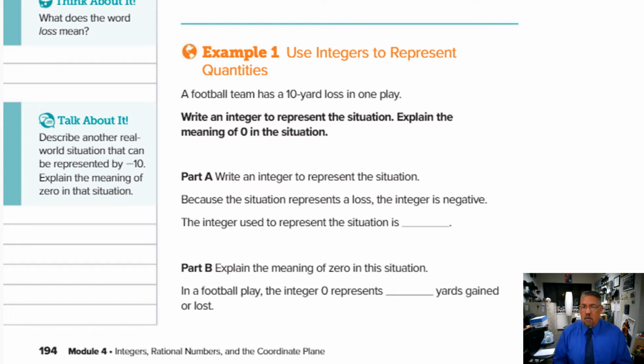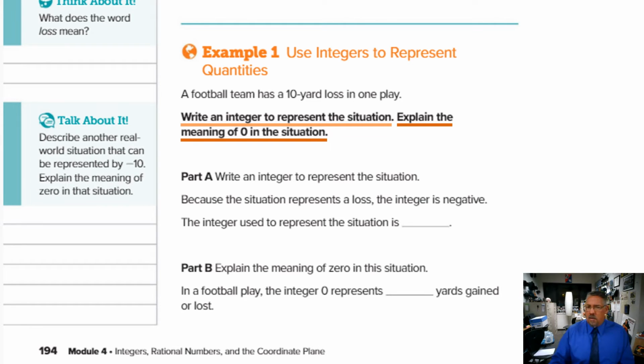Please don't let your mind go crazy when it comes to what 0 would represent. Many sixth graders over the past several years have made this much more complicated than it ever needs to be. Let's look at what it's talking about. In this example, they talk about a football play. A football team has a 10-yard loss in one play. The first thing it asks me to do is write an integer that represents the situation. The second thing is to explain the meaning of 0 in the situation.